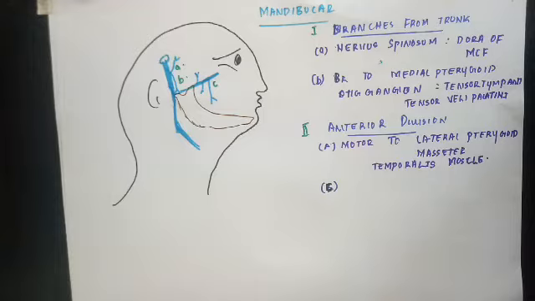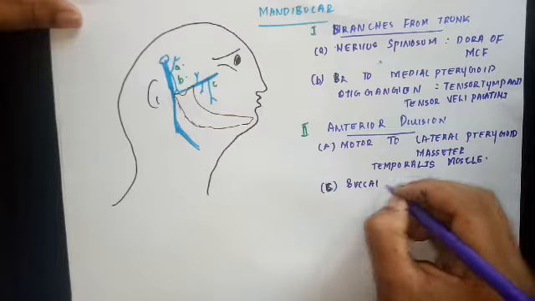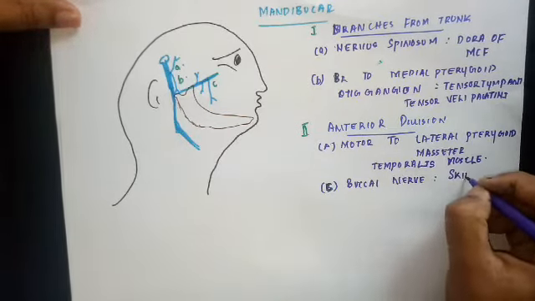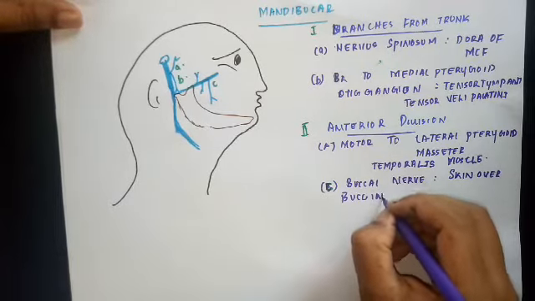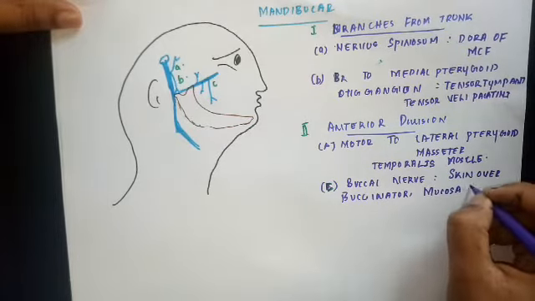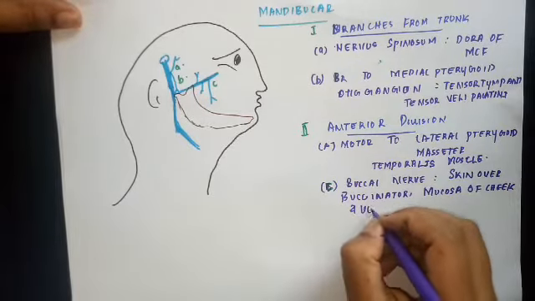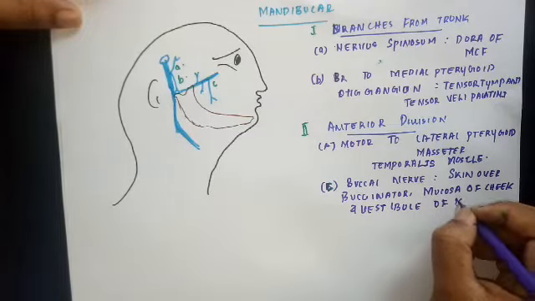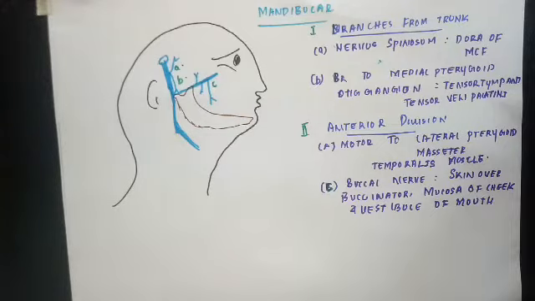C is known as the buccal nerve. The buccal nerve will be supplying what region? Skin over the buccinator muscle. It supplies the mucosa of cheek and the vestibule of mouth. So these are the branches from the anterior division, and we will discuss the branches from the posterior division.